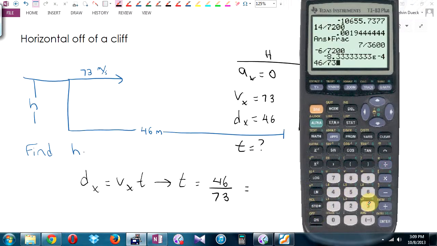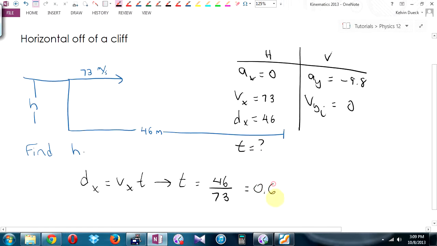Wait a minute, Mr. Dueck, the question said find h. Yeah, but we're going to spend most of our time finding time. I get 0.63. I'll go 0.6301, but the nice thing here is this is going to be fairly accurate, I think. So far, so good? How's that help? Well, I guess I can now say this is 0.6301. Oh, and it also means that I can go here is 0.6301 seconds.